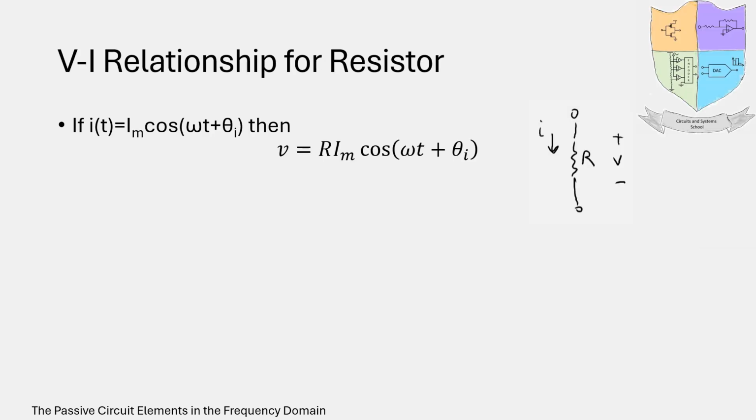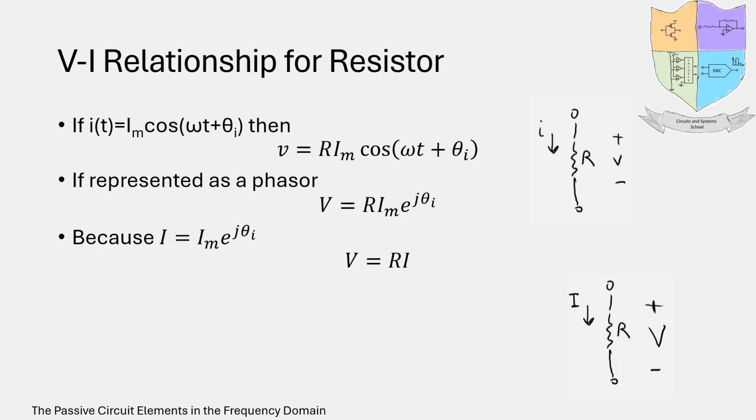Starting with the resistor, suppose we have a resistor with resistance value of R, and assume that a sinusoidal current with amplitude Im and phase theta I flows into a resistor. The voltage across the resistor is obtained by multiplying the current by R. If the current is represented in phasor form, then multiplying it by R gives the voltage in phasor form. And we find the VI relationship for a resistor.